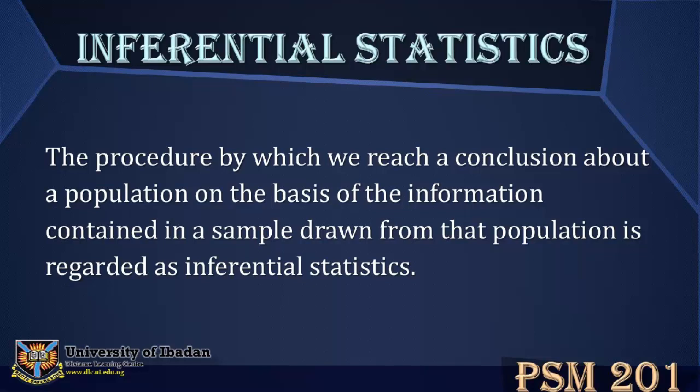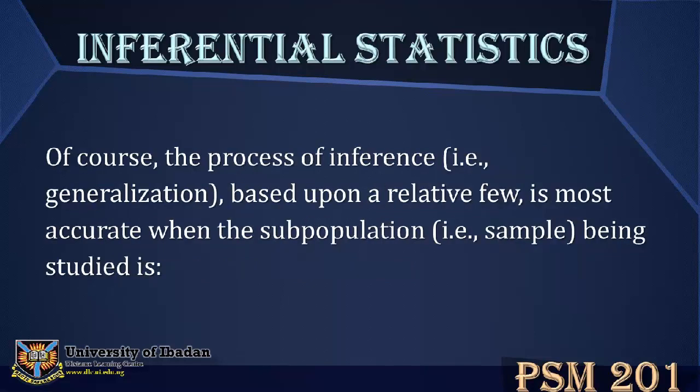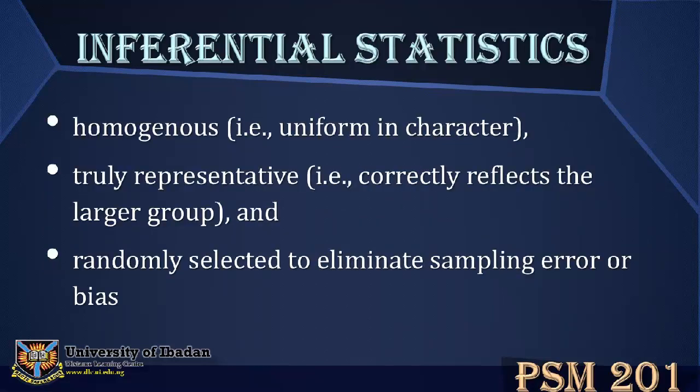Inferential statistics. The procedure by which we reach a conclusion about a population on the basis of the information contained in a sample drawn from that population is regarded as inferential statistics. Statistical inference procedures are employed to draw inferences about the population. Of course, the process of inference, that is generalization, based upon a relative few, is most accurate when the subpopulation, that is the sample being studied, is: 1. Homogeneous, that is uniform in character; 2. Truly representative, that is correctly reflects the larger group; and 3. Randomly selected to eliminate sampling error or bias.